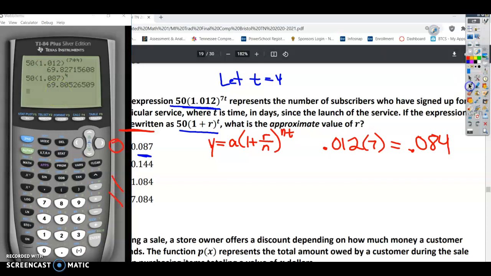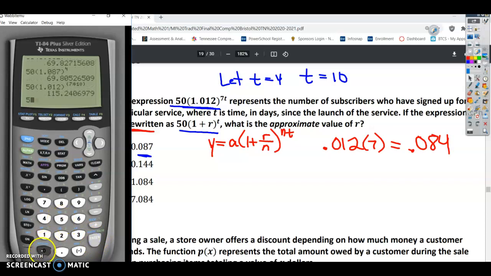So let's just check one more just to be sure. So let's say let t equal 10. All right, if we let t equal 10, we're going to plug it into both equations and see if we get similar answers or an approximate value. All right, so we got 50 times 1.012 raised to the 7 times t. This time we're going to let t be 10, so we're going to do 7 times 10, and that gives us about 115.